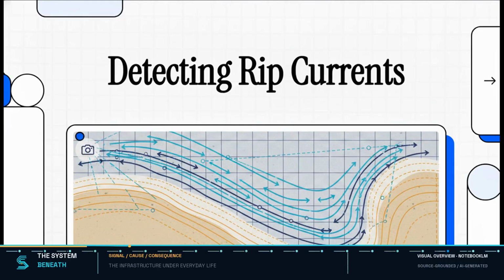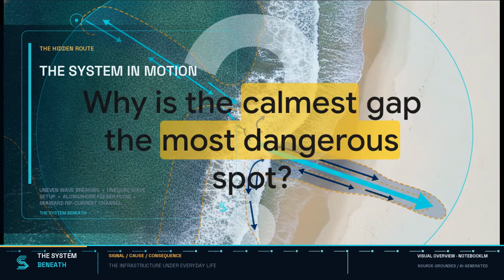Welcome to the Explainer. Today, we are going to do something pretty fascinating. We're decoding what we call the system beneath. Basically, we're going to investigate exactly how advanced technology is being used to detect hidden, completely invisible rip currents lurking right beneath the breaking waves. Okay, let's just dive right in.